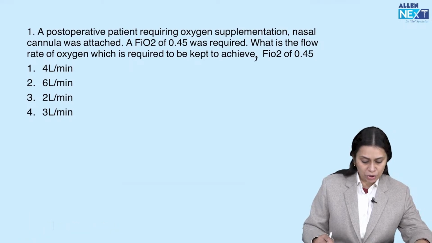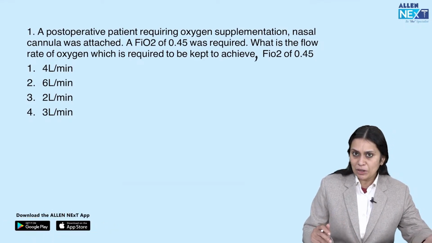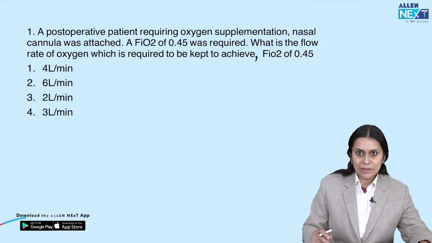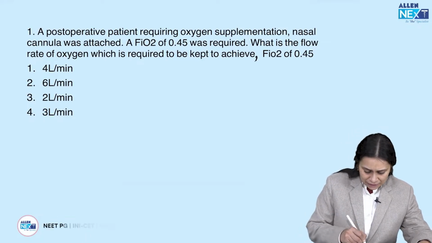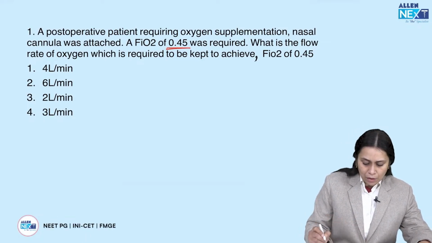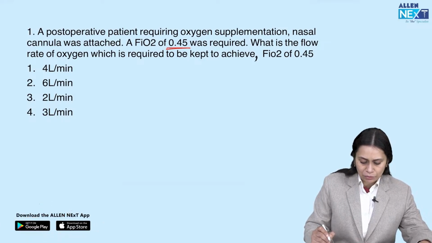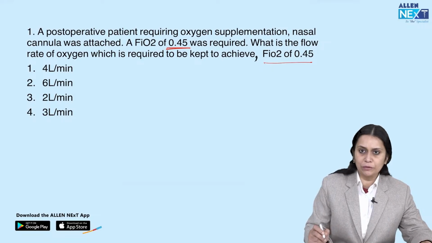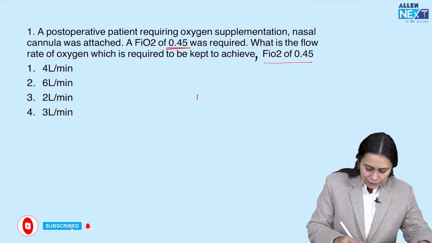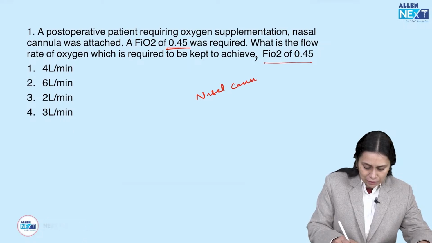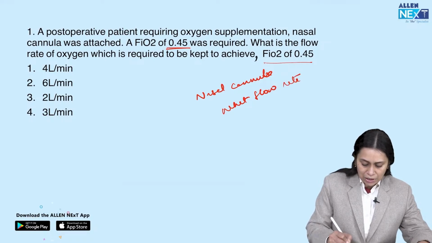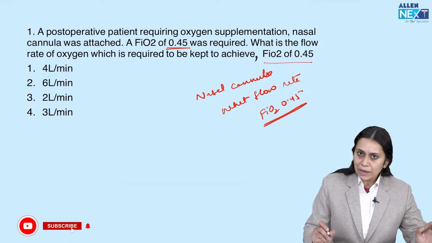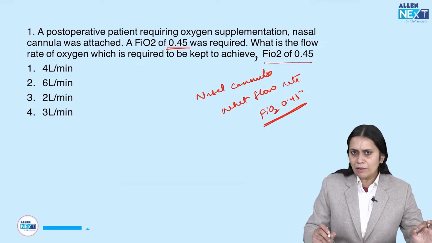A post-operative patient requiring oxygen supplementation. So a patient requires oxygen therapy. The nasal cannula was attached, and FiO2 of 0.45 was required. What is the flow rate of oxygen which is required to be kept to achieve FiO2 of 0.45? So the simple question is that in nasal cannula, what flow rate would achieve FiO2 of 0.45? So this is the question. Okay. So nasal cannula, what is the flow rate which we keep?